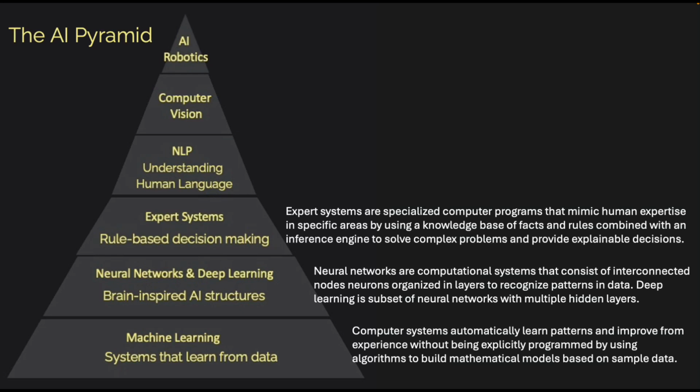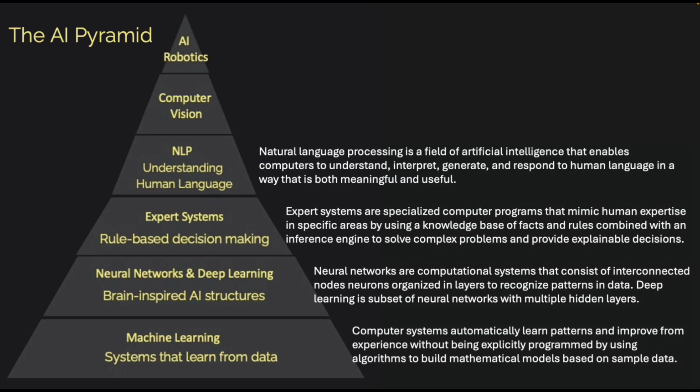But they're at this middle portion of the pyramid, and without them, you couldn't do natural language processing. This is a field of artificial intelligence that enables computers to understand, interpret, generate, and respond to human language in a way that is both meaningful and useful. What does all that mean? Well, it's like when we talk to Siri or talk to Alexa, and it can understand to some degree.